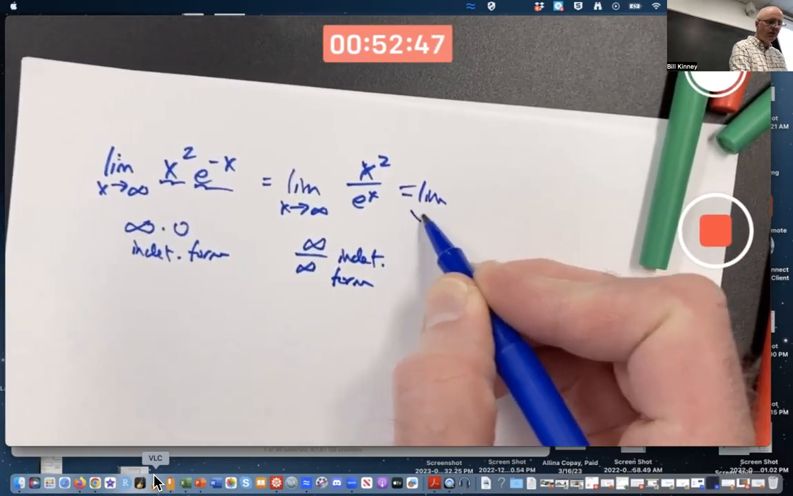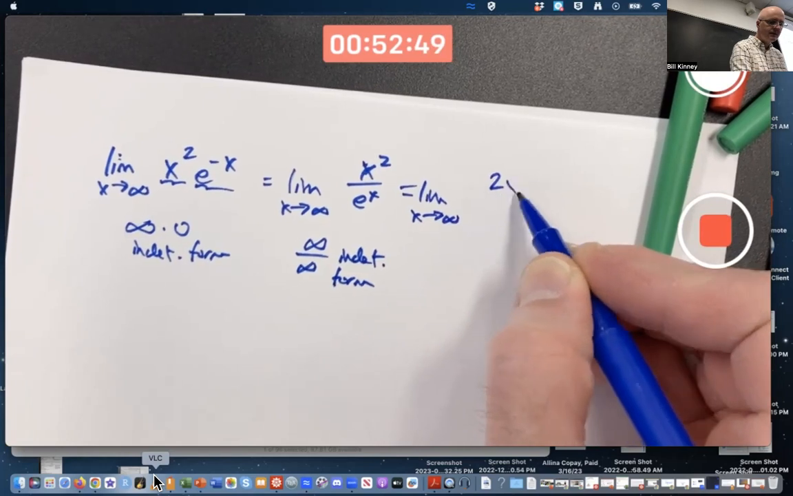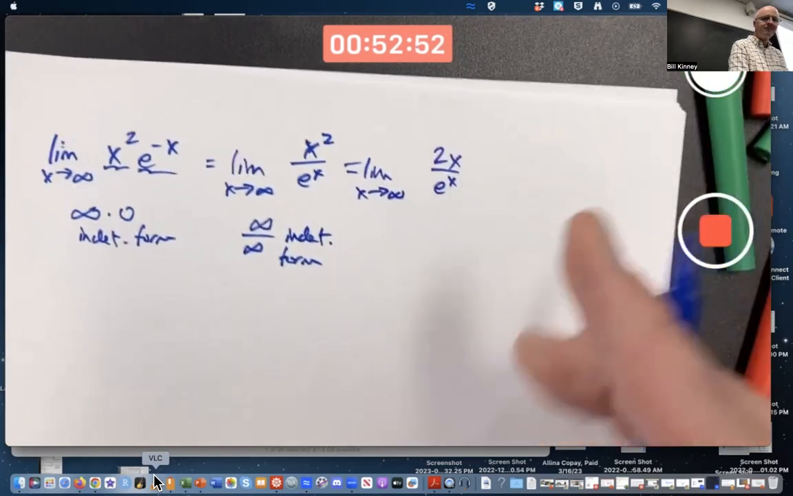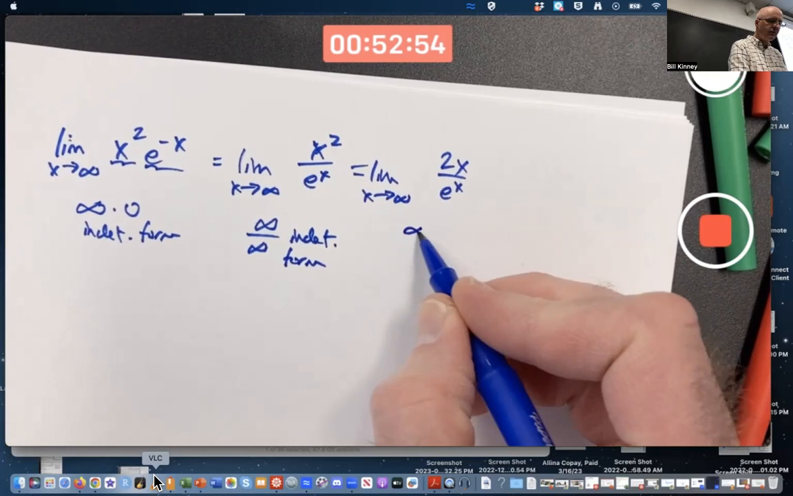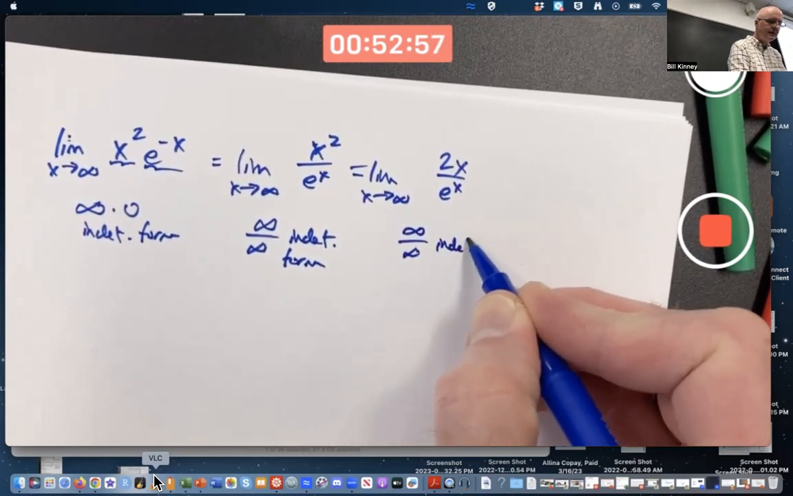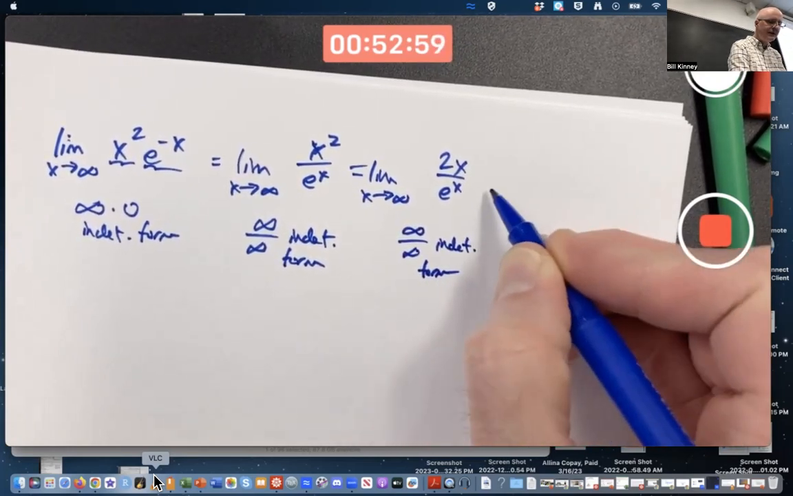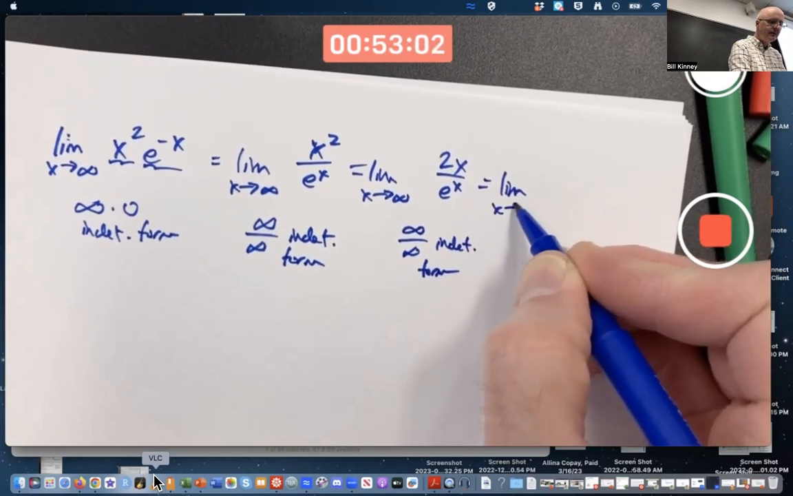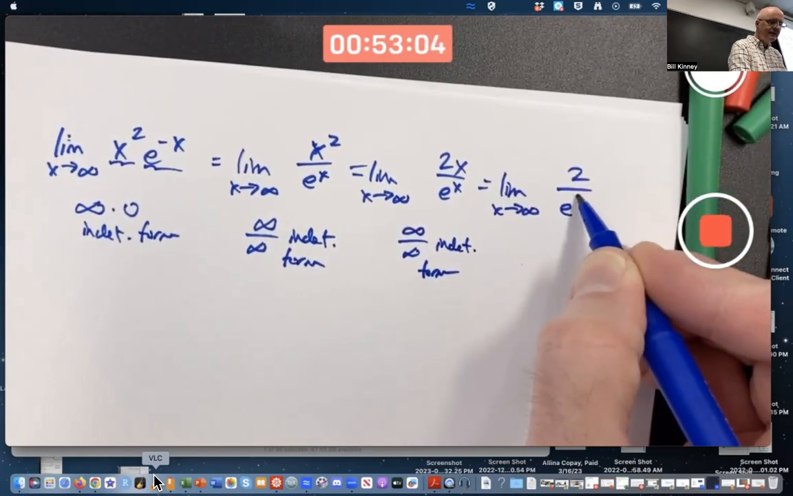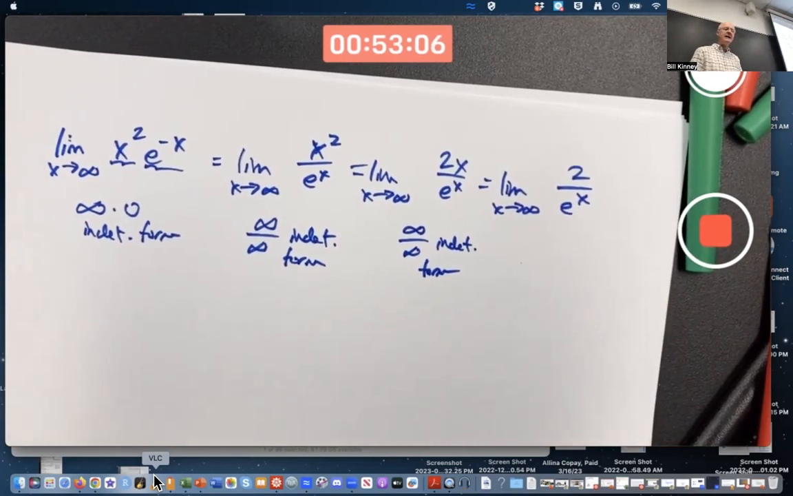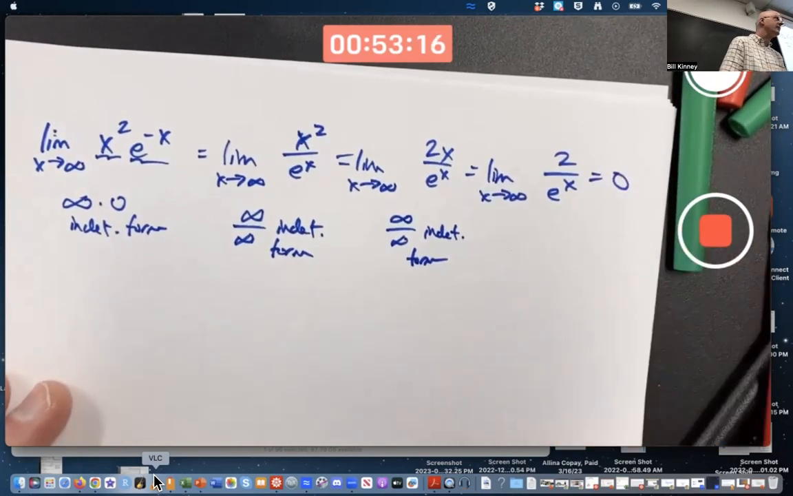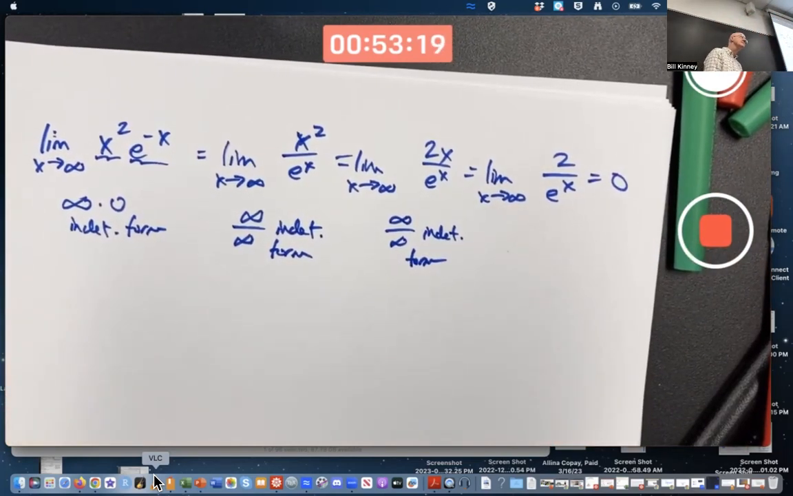Differentiate the numerator and denominator individually. But it's still infinity over infinity. So do it again. This is no longer infinity over infinity. You might say it's 2 over infinity. What does 2 over infinity equal? Well, it equals 0. Don't write 2 over infinity, though. I was just saying that for fun.